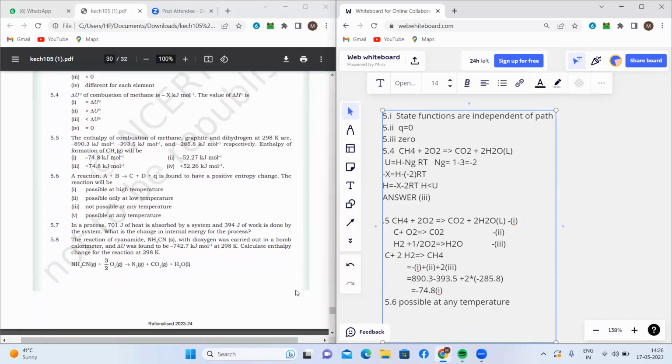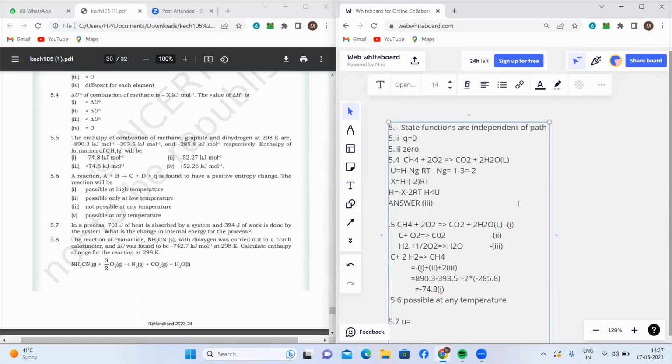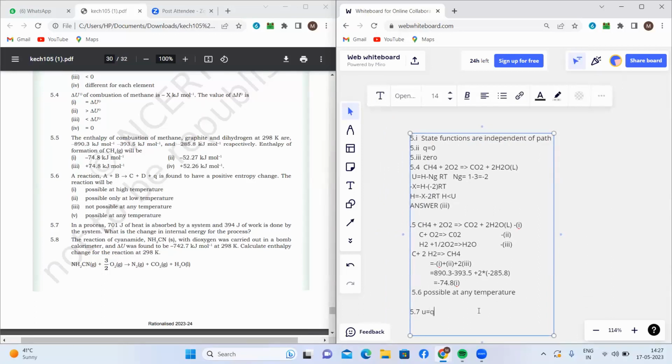In a process, 701 joule of heat is absorbed by system. 394 joule of work is done by system. What is the change in internal energy for the process? This is the basic statement of first law of thermodynamics, where we use the work done, the heat, and the change in internal energy. So the expression for it would be, let me write it for clarity. 5.7: delta U. So let me use U for delta U only. U is equal to Q plus W, where Q represents the heat and W represents the work done. So Q plus W.